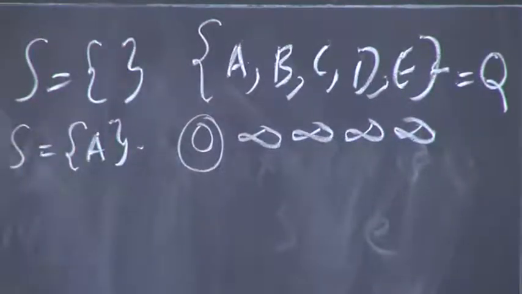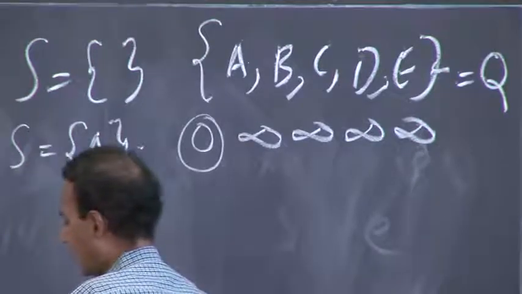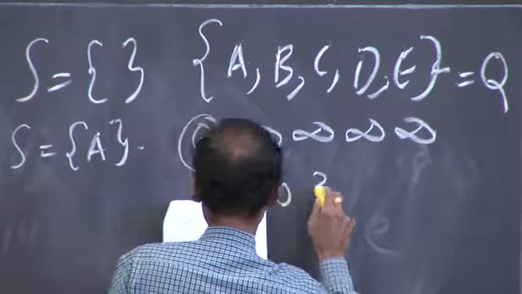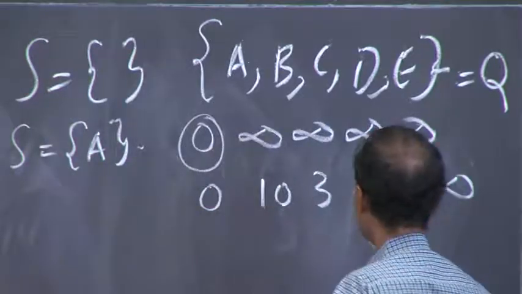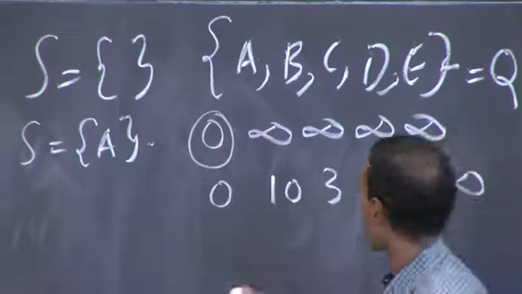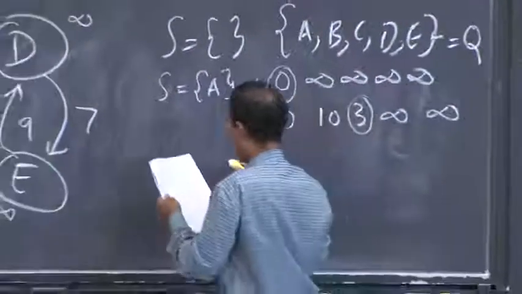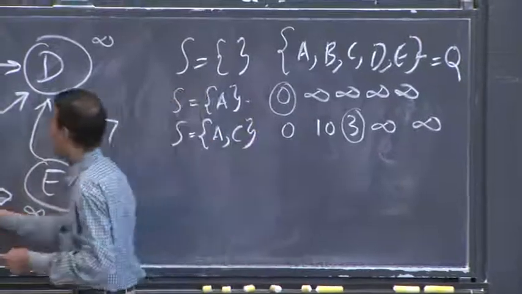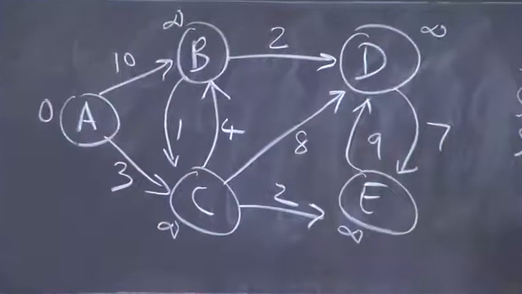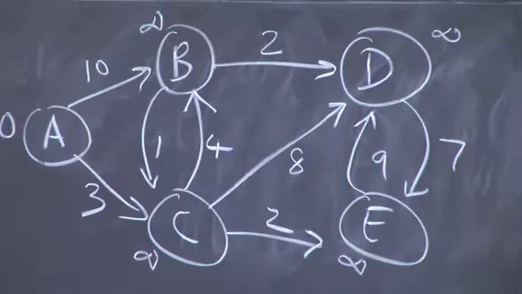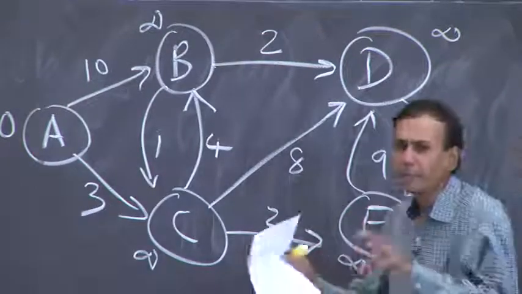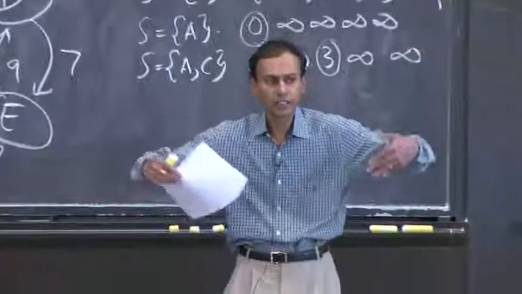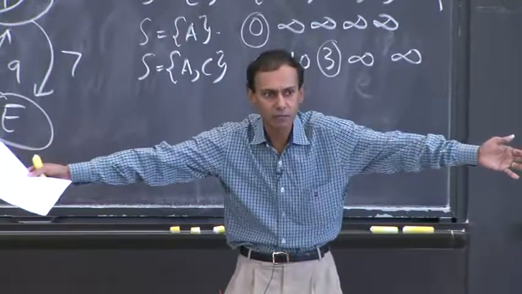Once you set S to be A, you relax the edges coming out of A, and there are 2 of them. So you end up with 0, 10, 3, infinity, infinity. The next extract min is going to select 3, and you're going to set S to be A, comma C. You're essentially doing kind of a breadth-first search, but you're being greedy. It's sort of a mixed breadth-first, depth-first search. You do a breadth-first search when you're given a particular vertex, and you look at all of the vertices that you can reach from that vertex.